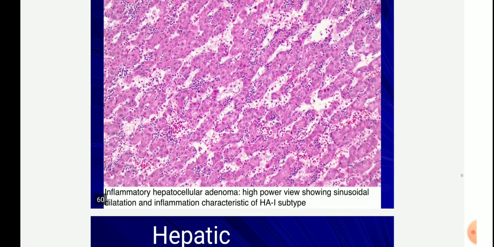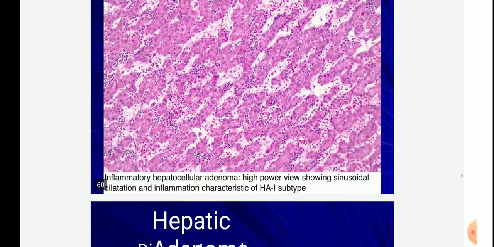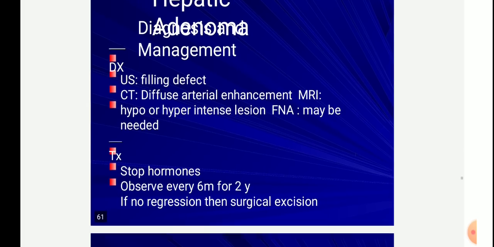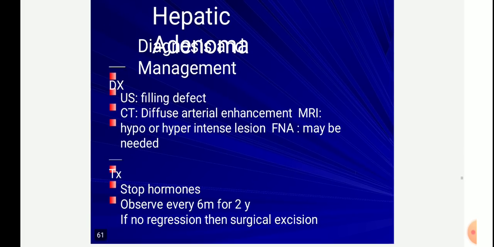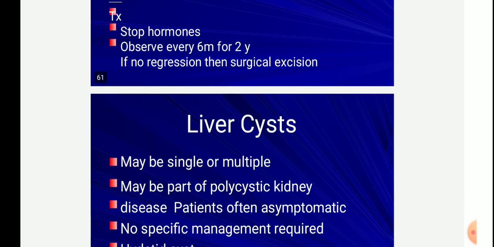This is a diagrammatic representation of an inflammatory hepatocellular adenoma. There is sinusoidal dilatation and inflammation, characteristic of this particular hepatic adenoma. Management: on ultrasonography, there could be filling defects. On CT scan, diffuse arterial enhancement, with hypo or hyperintense lesions. FNAC could be needed for the diagnosis, the cytology studies. Treatment: stop hormone therapy, and surgical excision.